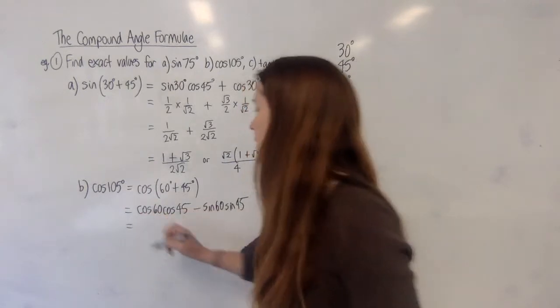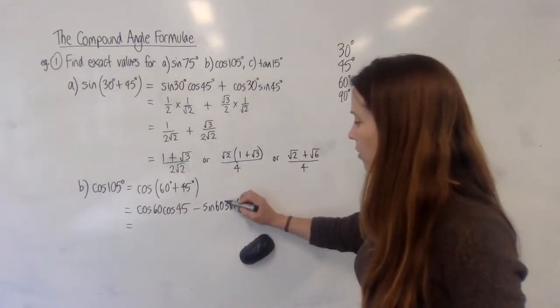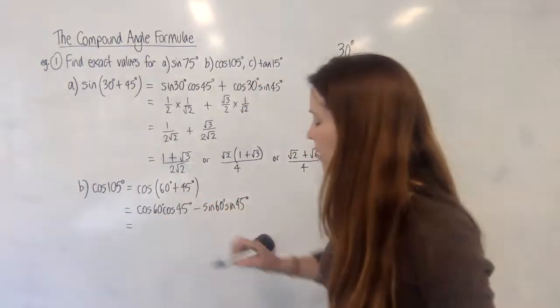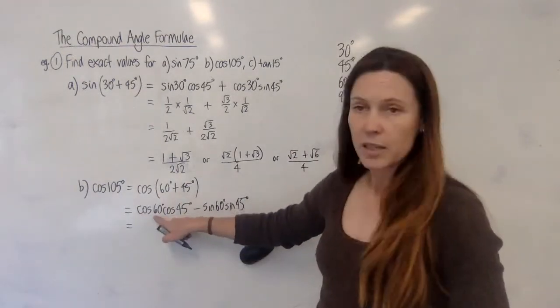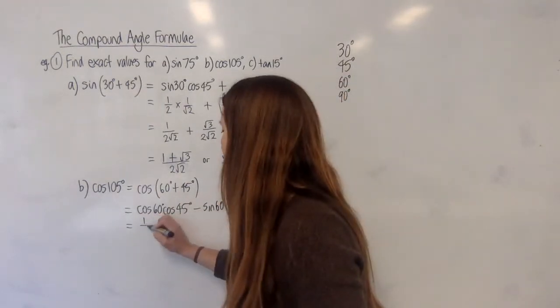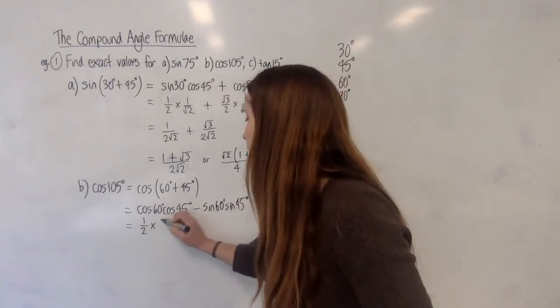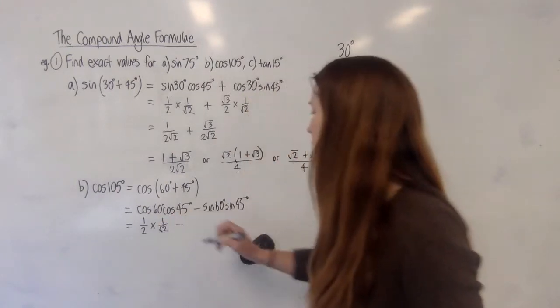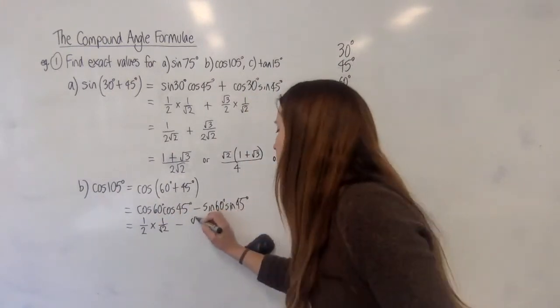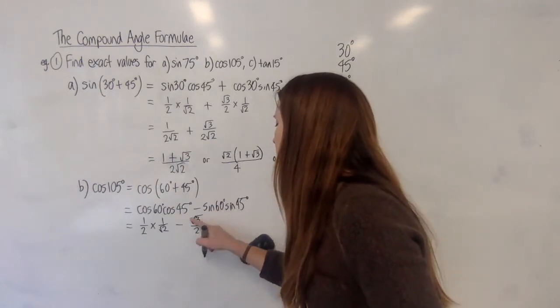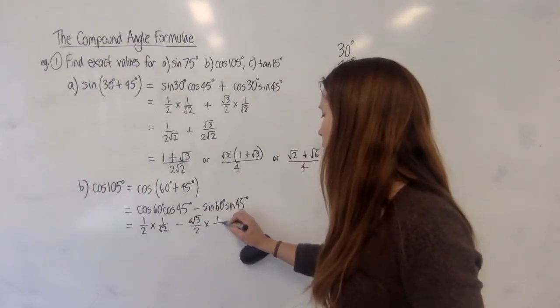Now I can go ahead and sub in. Cos of 60, I should really have degrees in here all the way along. I'm a little bit lazy, sorry about that. So cos of 60, that's the same as sine of 30, that's a half. Cos of 45, that's 1 on root 2. Minus the sine of 60, that's root 3 on 2. Sorry, a bit messy. Times 1 on root 2.